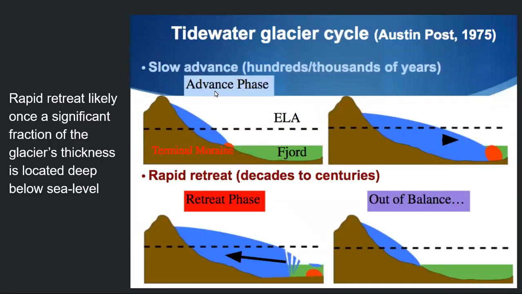This is another figure that explains that. So yeah, there is a rapid retreat that is likely to happen once a significant fraction of the glacier's thickness is located deep below sea level. So again, we have the glacier in a stable position. That's its terminal moraine. It's going into the fjord, so the green here represents the water level. It reaches the extended position, eventually starts the retreat phase, and goes back to the shore, basically, where it is in a stable position.